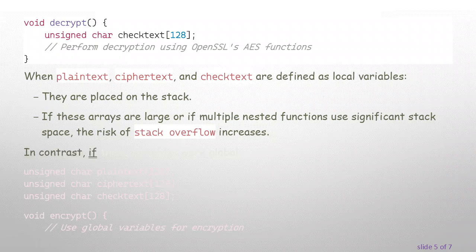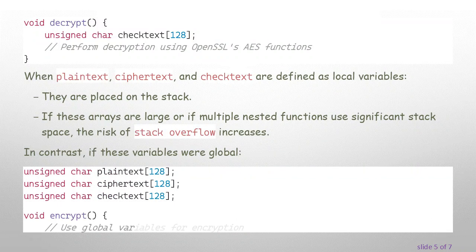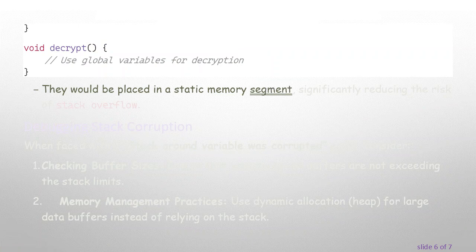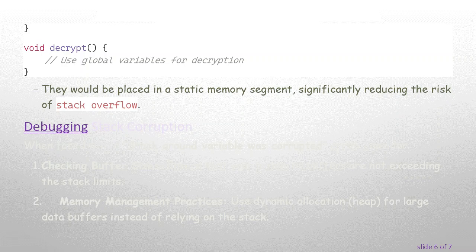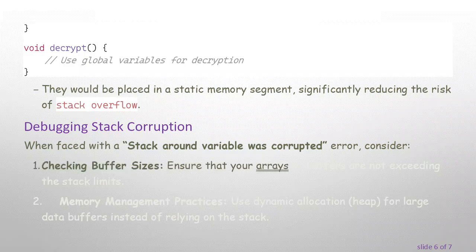In contrast, if these variables were global, they would be placed in a static memory segment, significantly reducing the risk of stack overflow. Debugging stack corruption. When faced with a "stack around variable was corrupted" error, consider checking buffer sizes. Ensure that your arrays or buffers are not exceeding the stack limits.